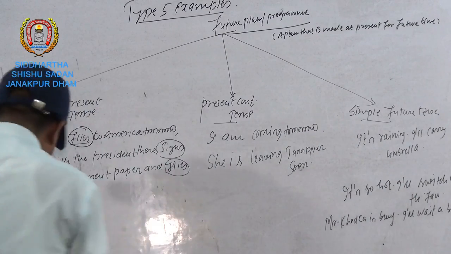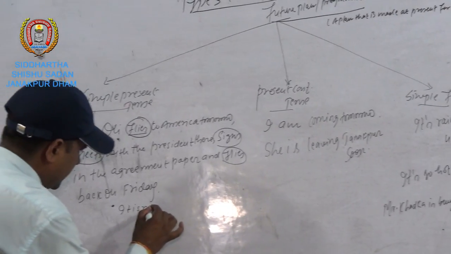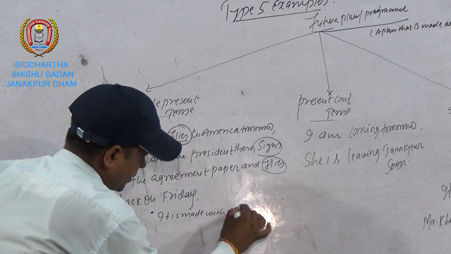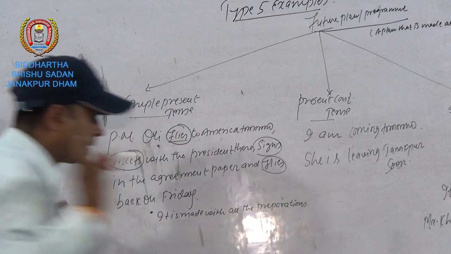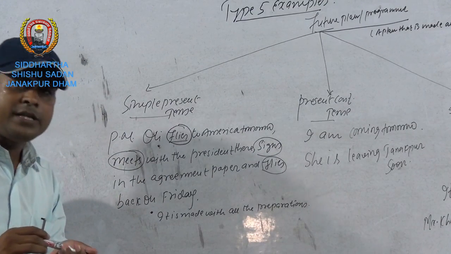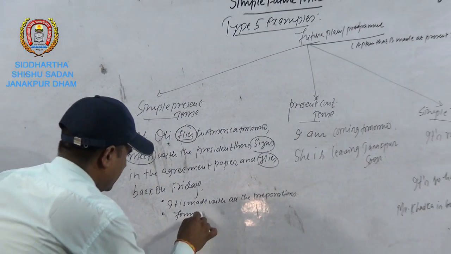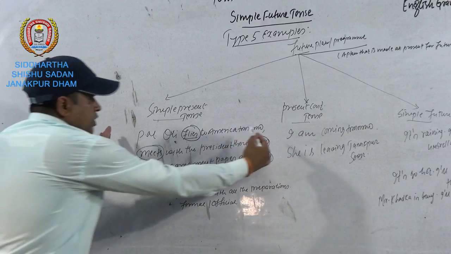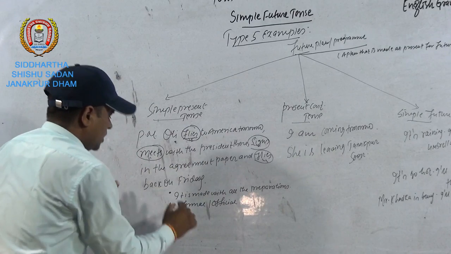Yes, first thing is that it is made with all the preparations. Number two, dear students, this plan is formal. Formal means here official. It's a formal plan, official plan. And third, you will see a series of actions. First action, second, third, fourth, series of actions.